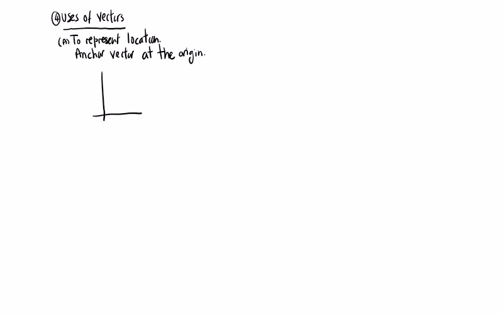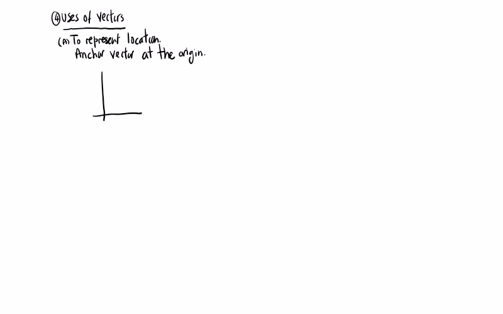So, uses of vectors. Most of these we'll see as we go. We don't need to go too far in depth about them, but we'll dig around a bit. So A, we will use these later to represent location. When we do this, we will anchor the vector at the origin. Remember I said it doesn't matter where you anchor it, but in certain situations we may anchor it somewhere specific for some specific reason.